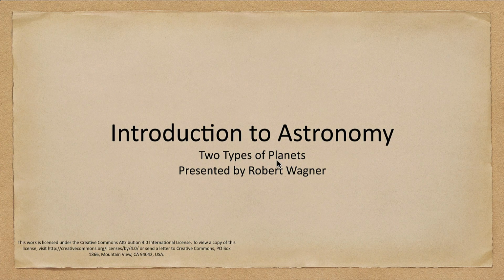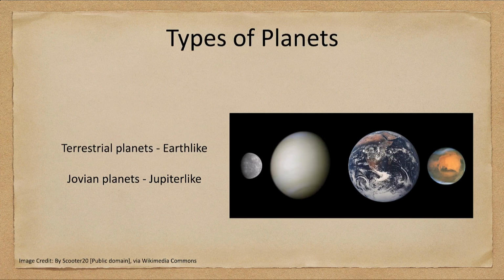In this lecture, we are going to talk about the two different types of planets that we find in the solar system. So we can very easily divide our solar system into two types of planets, and we'll look at them here. And then in the future, we will be looking at how this applies to other solar systems. So let's look at what we have. First of all, we have two types of planets.